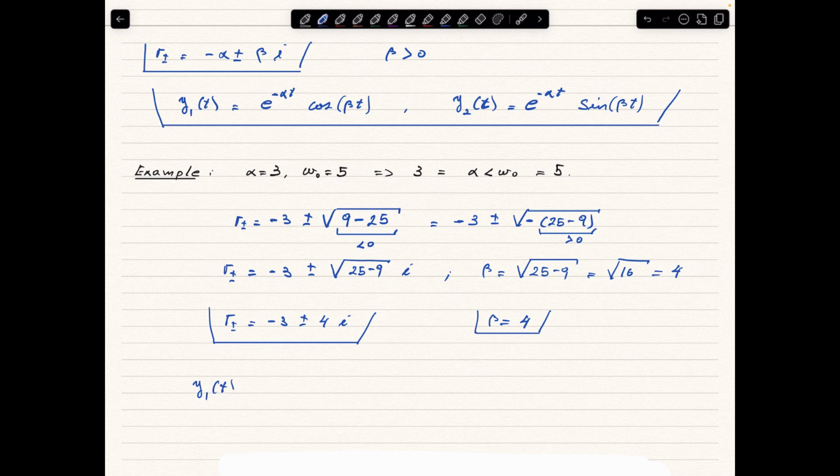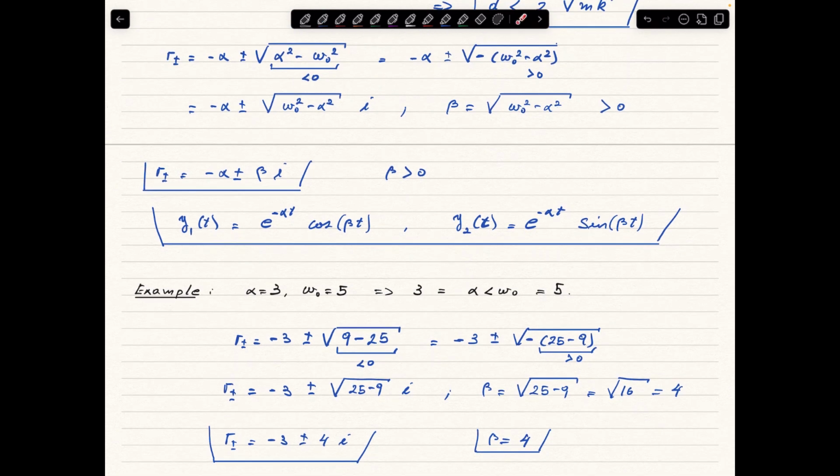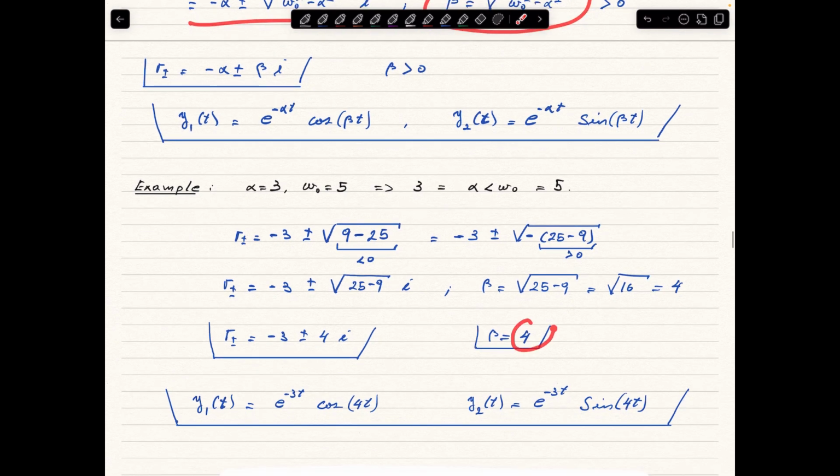So in this case, the roots are going to be, of course, y1 of t is going to be exponential negative 3t, and then cosine of 4t. And the other fundamental solution is going to be y2 of t, exponential negative 3t sine of 4t. So the beta is nothing mysterious, it's just the imaginary part of the root that in general has kind of a weird expression, but it's just whatever, it's just a number.